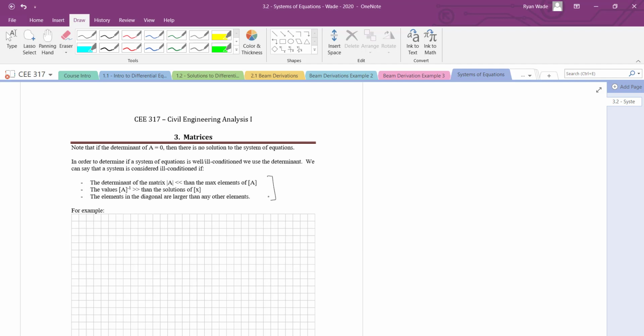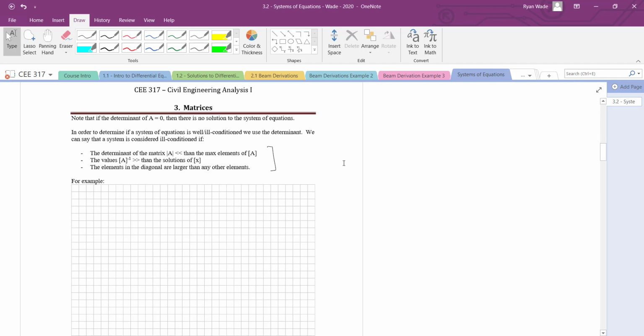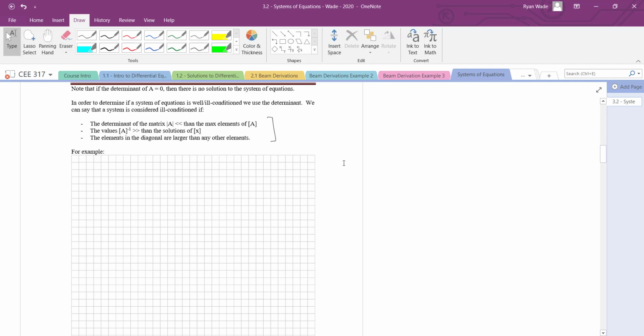Or if any of the values in the inverse of the A matrix are much greater than the solutions for X, or if any of the elements in the diagonal are significantly larger than any of the other elements in the matrix, then these are all conditions for an ill-conditioned system. Anything else is basically a well-conditioned system, or at least better than ill-conditioned.